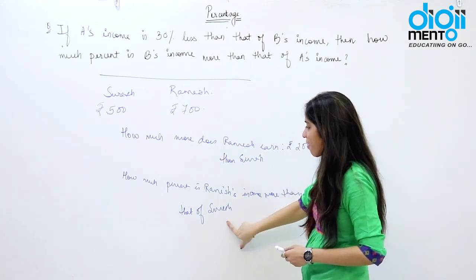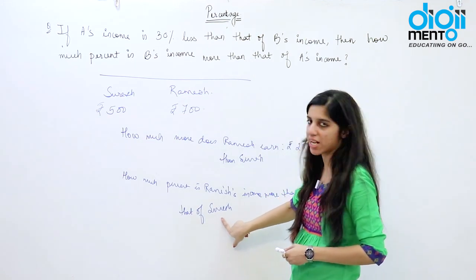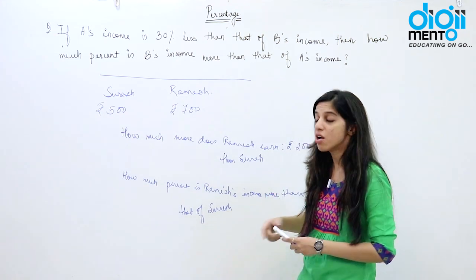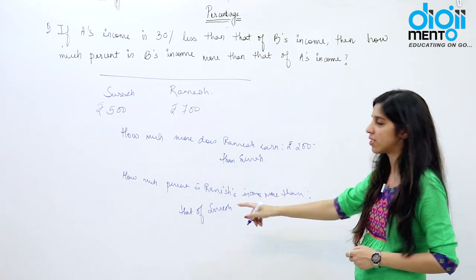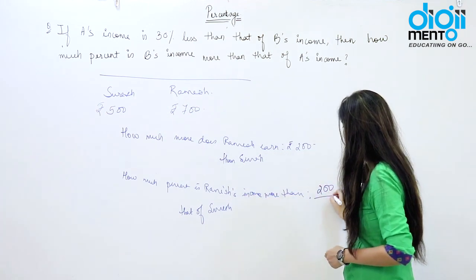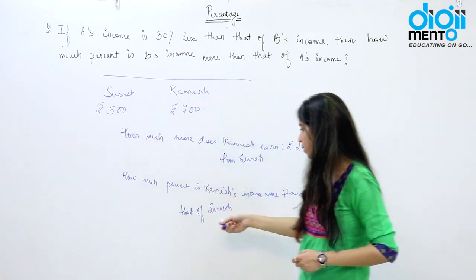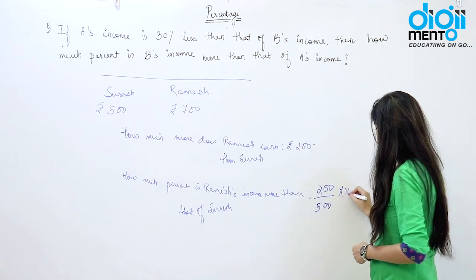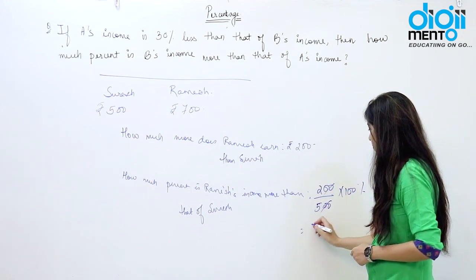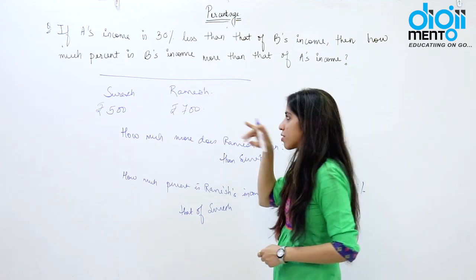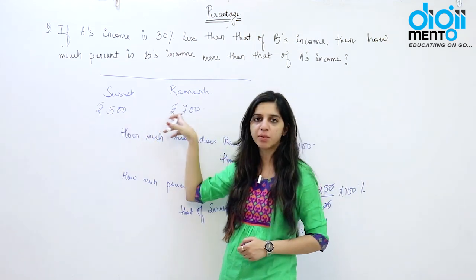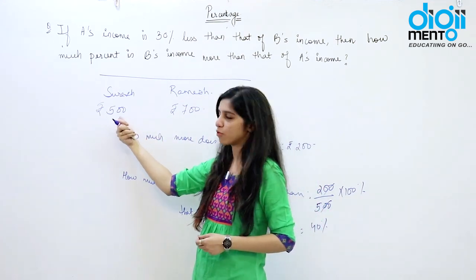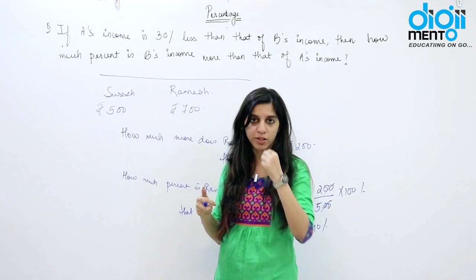Now I have asked with reference to Suresh, right? More than that of Suresh. So my reference here is Suresh. When I need to find this percentage, I am going to divide this 200 by the income of Suresh, 200 by 500. Then multiply with 100, and whatever you get is 40%. So this person earns 40% more than Suresh. 40% of whose income? Suresh's income. If you find out, it is going to be 200 only, right?